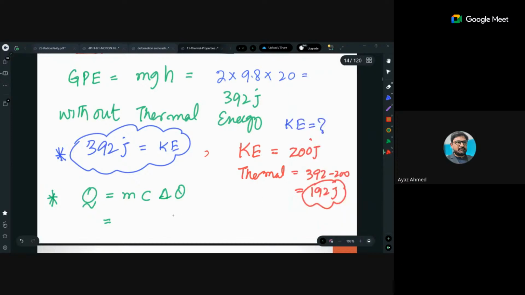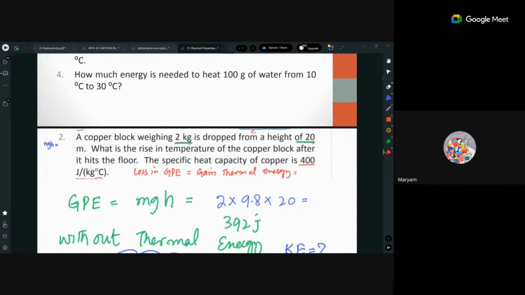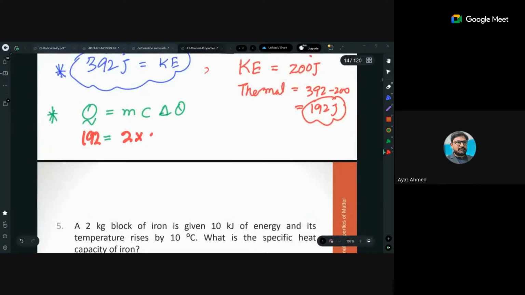Okay, so the thermal energy is 192 joules, and the mass is 2 kg. The specific heat capacity of copper is how much? It is 400. So what is the change in temperature? Can you please calculate that change in temperature? 400 times 2 times x equals 192.